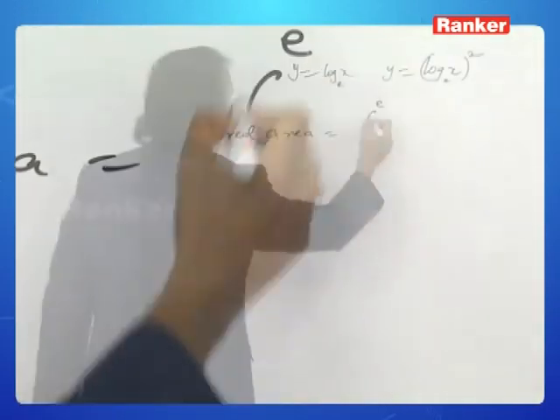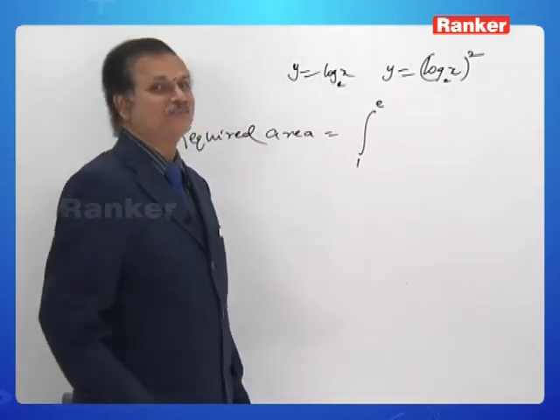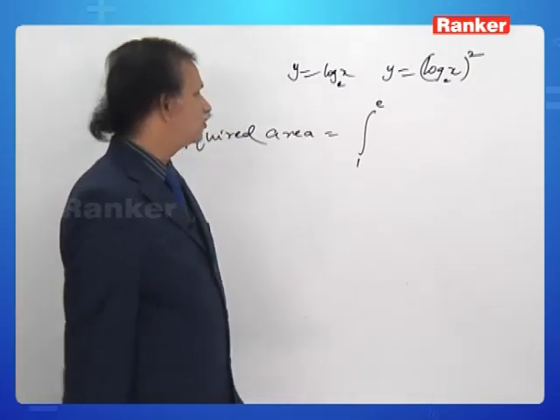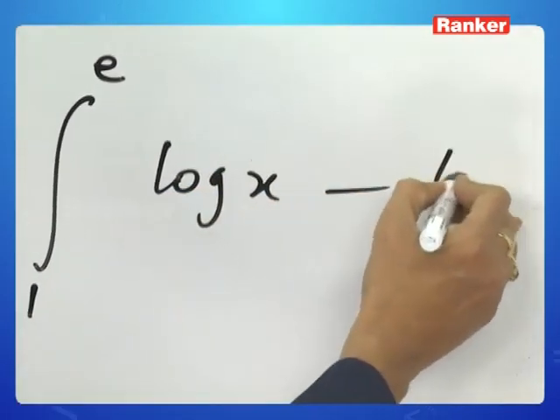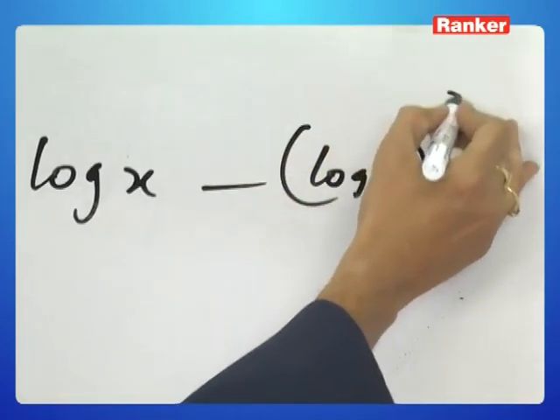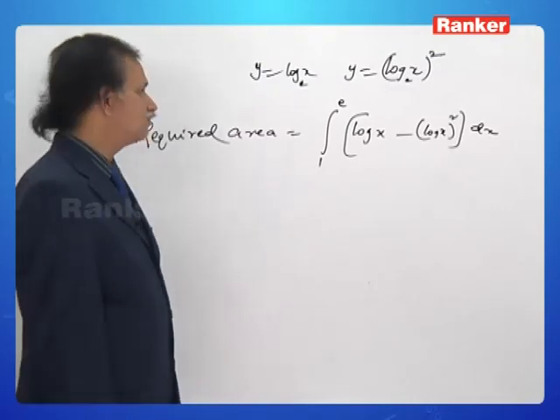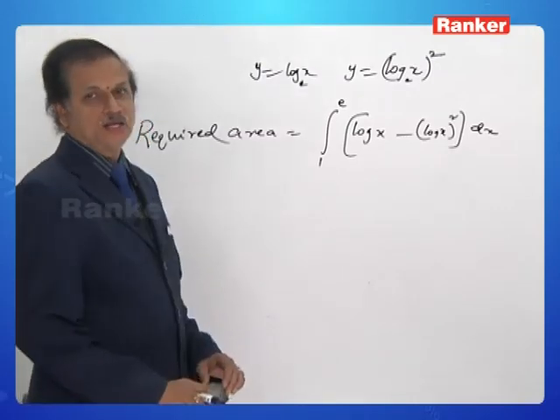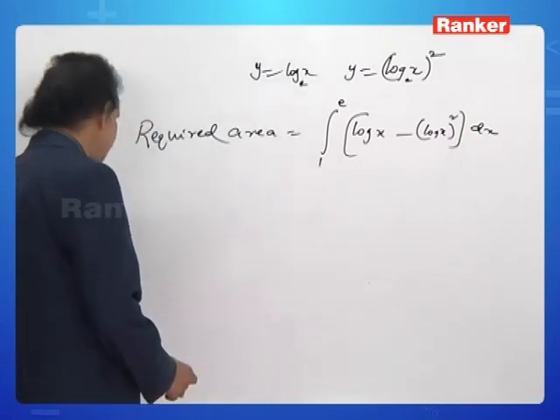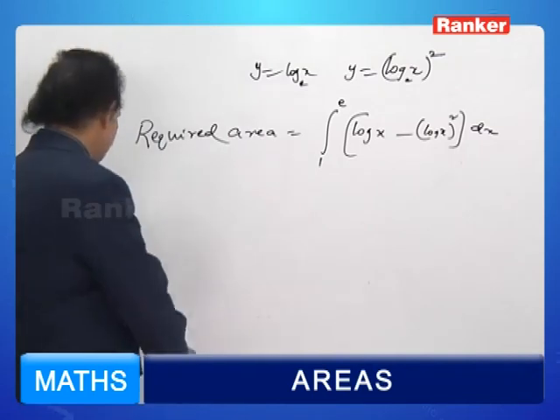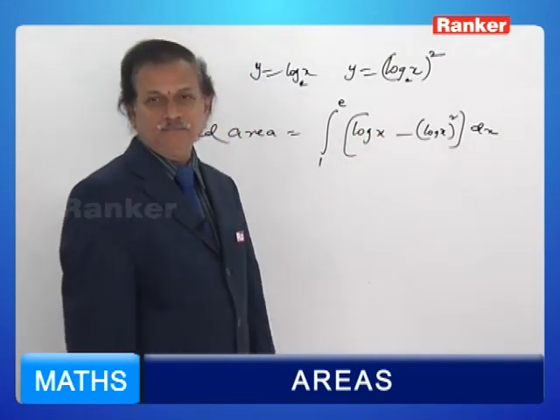Required area is equal to integral 1 to e. Now you have to understand, log x or log x whole square, which is generally greater. Between 1 and e, we are to take log x minus log x whole square dx. Yes, log x minus log x whole square dx. Now it is our duty to know the integral of log x and the integral of log x whole square also. Of course, by using integration by parts only, you can do that. This is the required area.